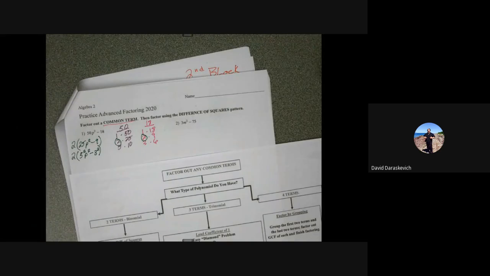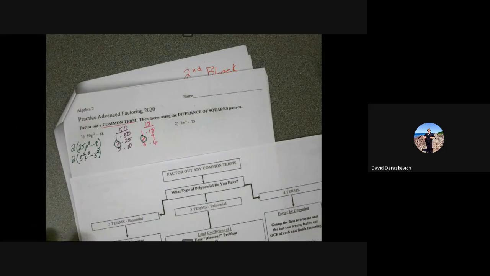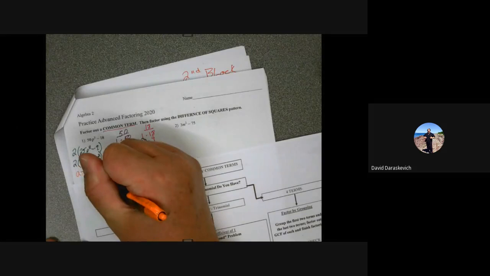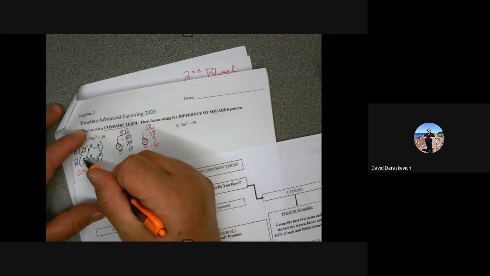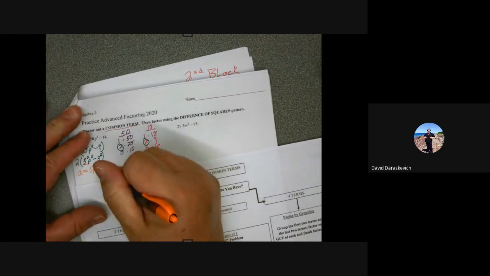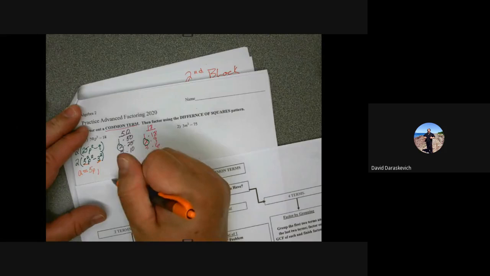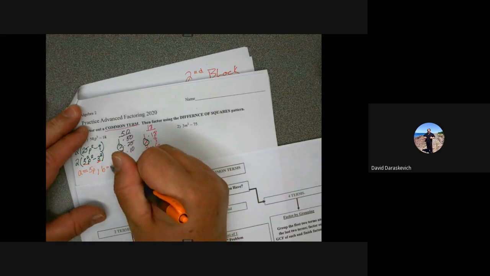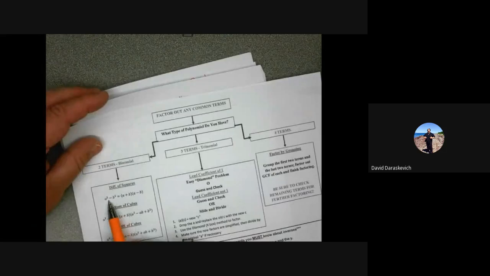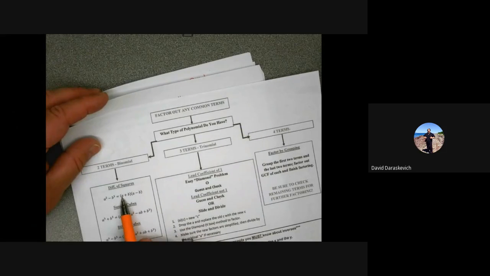Now, my A, and be careful with this, are the bases of what's being squared. It's not 5 squared. My base is 5P. My B, it's the 3 being squared. So when I look at the formula here, I have my A, difference of squares. This factors to A plus B, A minus B.